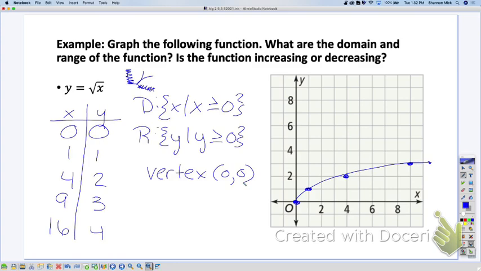Increasing or decreasing? Increasing. How can I make it decreasing? A negative in front of it. Yes, that would reflect it. I use the word reflected for big kids. A negative in front of that square root would reflect it over the x-axis, wouldn't it? How would I reflect it over the y-axis? Where would I put that negative? In the function, right? In front of that x.